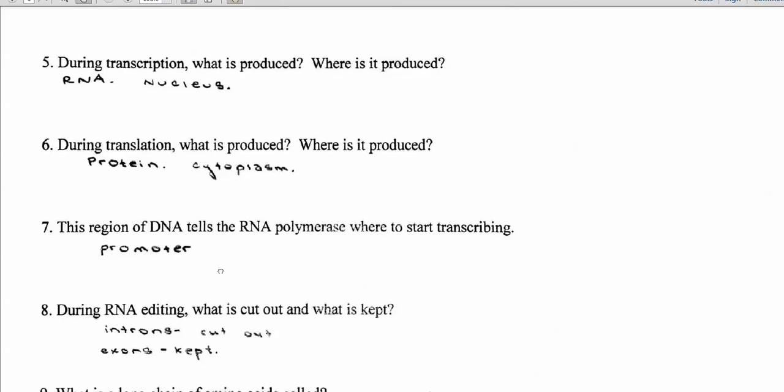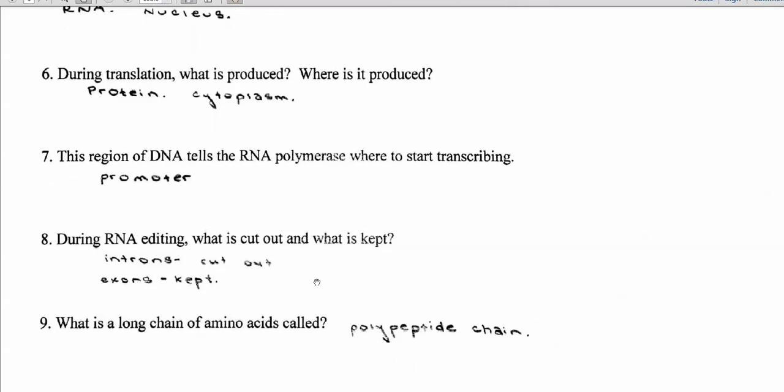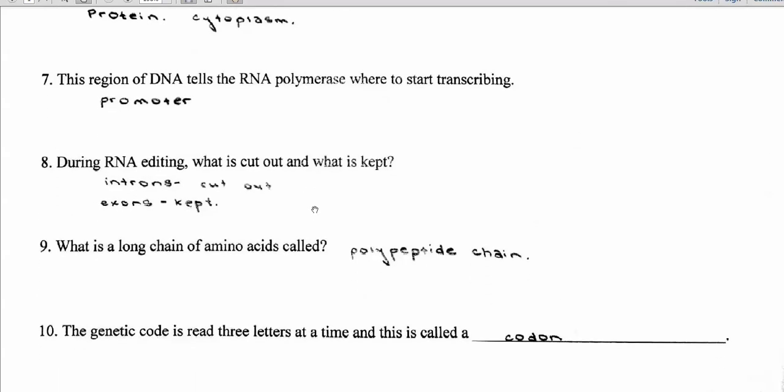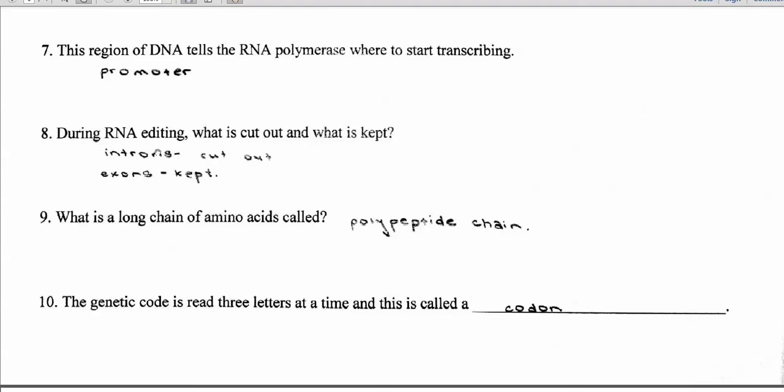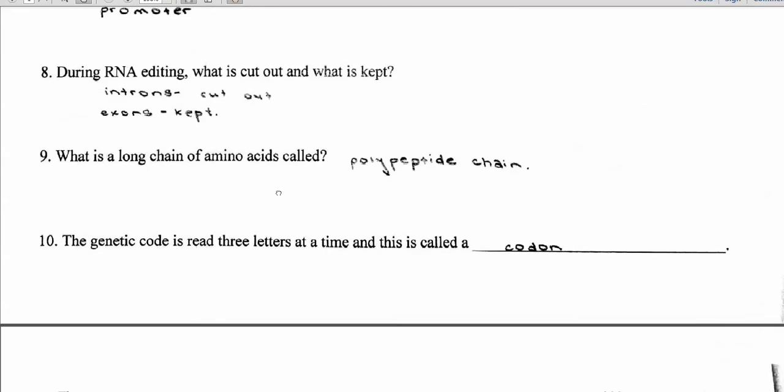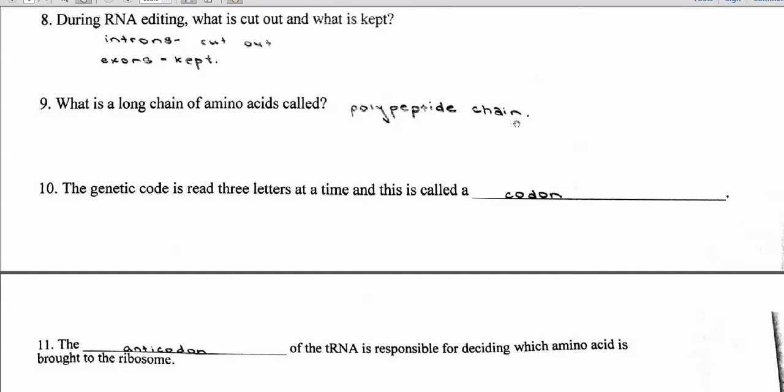Next, what region of DNA tells the RNA polymerase where it can start transcribing? That's the promoter region, the TATA box. During RNA editing, what is cut out, what is kept? Introns are what are cut out, exons are what are kept. The long chain of amino acids is called the polypeptide chain.